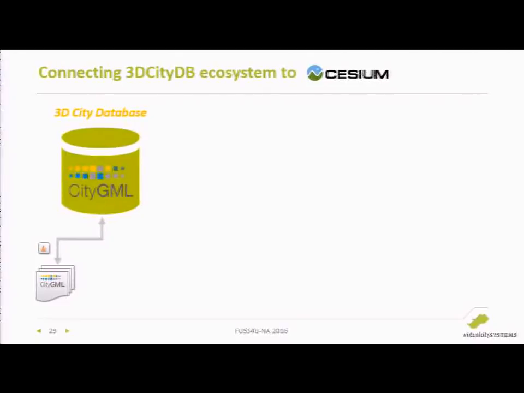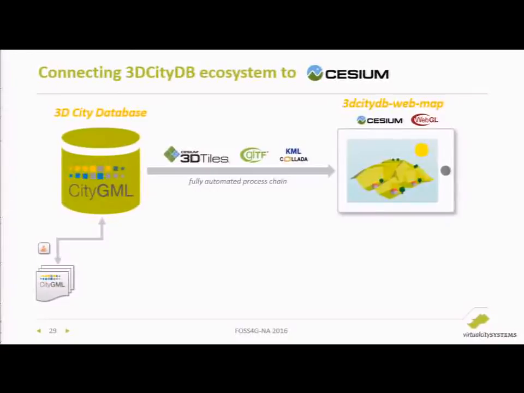And what we added is basically an export functionality to KML/COLLADA, but more importantly to glTF 3D Tiles. So you can export that from the database. And having that, you can bring that into the web or on any handheld device based on Cesium. This we call the 3D City Database Web Map. It also has a very easy client which you can use in order to enhance it or build better applications on top. Okay, that's for the visualization.